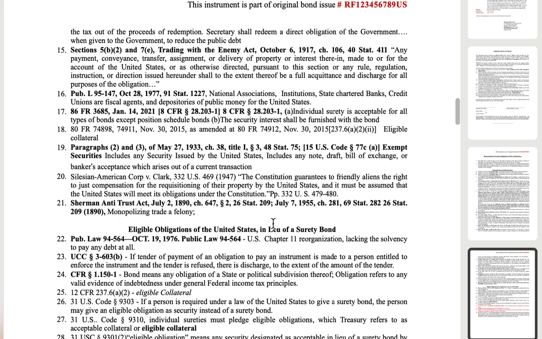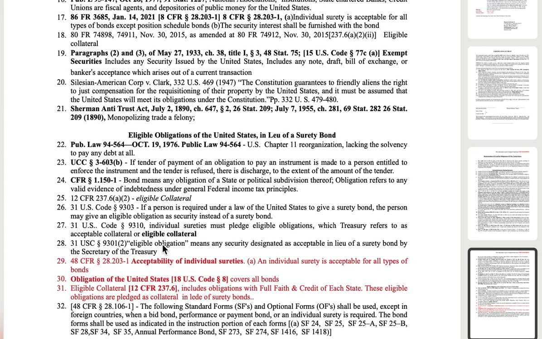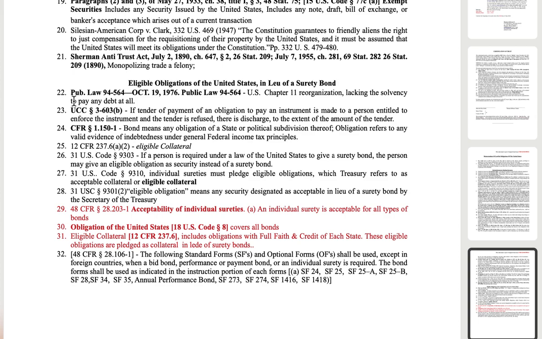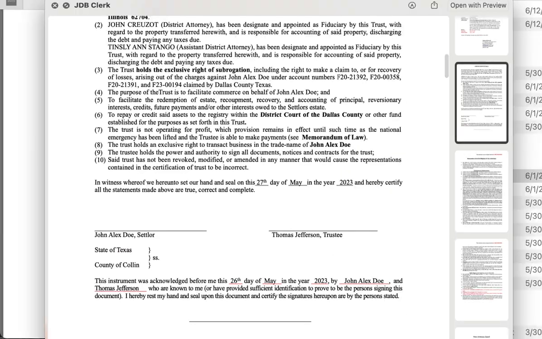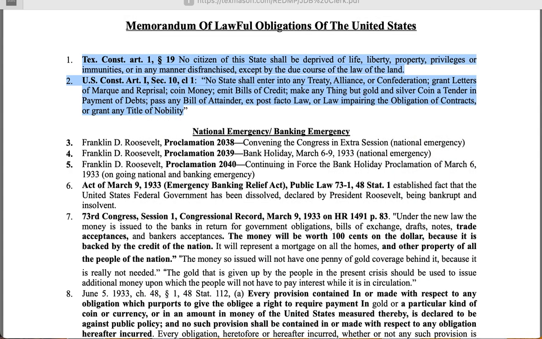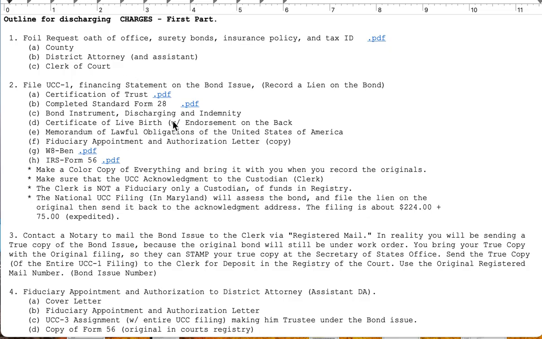I also go into eligible obligations of the United States in lieu of surety bonds. These laws down here are going to support the use of the certificate of live birth with the full faith and credit guarantee of the United States being pledged as eligible collateral for the bond issue. That's what this section of laws down here is going to support. So I would really encourage you to really understand this process that I'm trying to demonstrate, is read all those, read the memorandum of law that's going to be included.